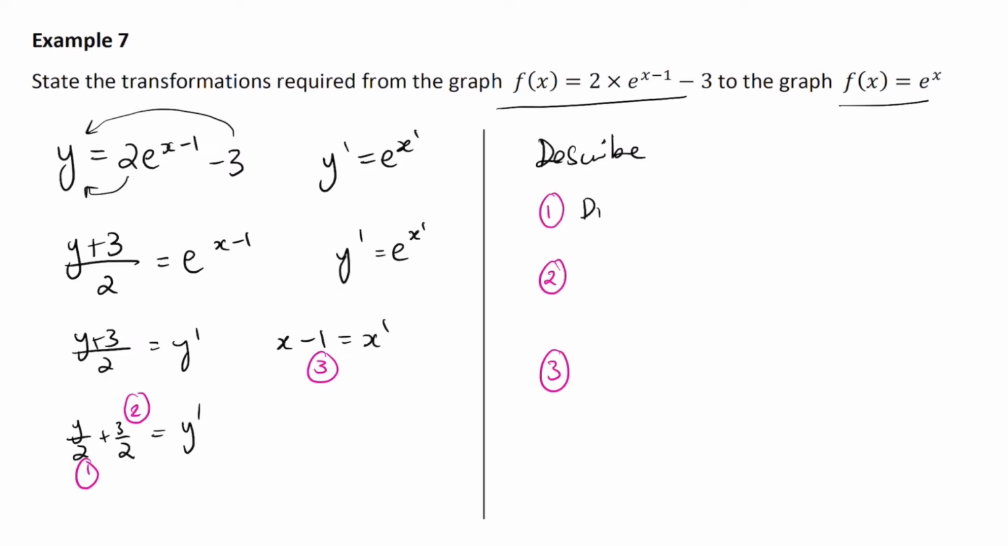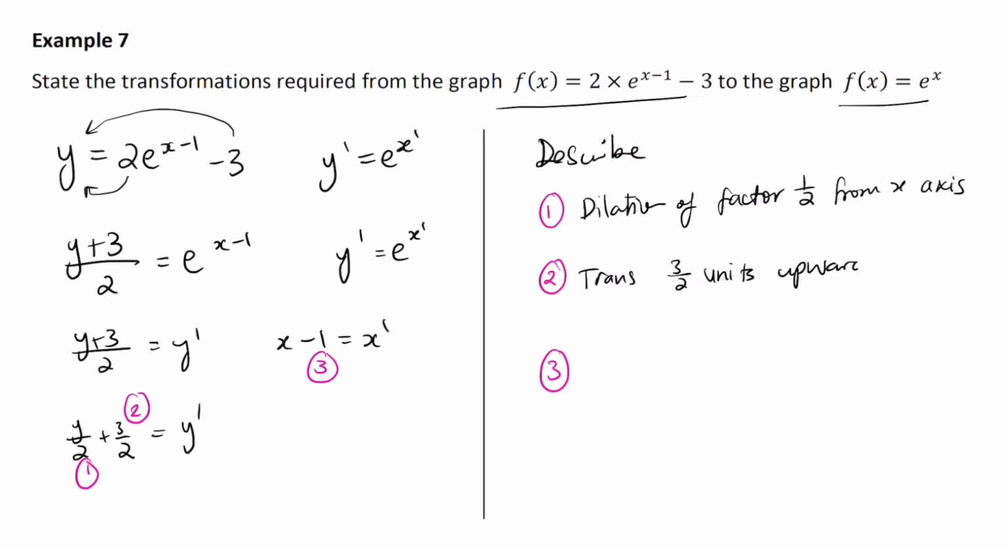So first we're going to have a dilation of factor half, and it's affecting the y value, so that's going to be from the x-axis. And then 2 is going to be a translation of 3 on 2 units upwards. I'm just going to write upwards, or you could say the proper way to say it is in the positive direction of the y-axis, but going for shorthand today. And then a translation of 1 unit left.